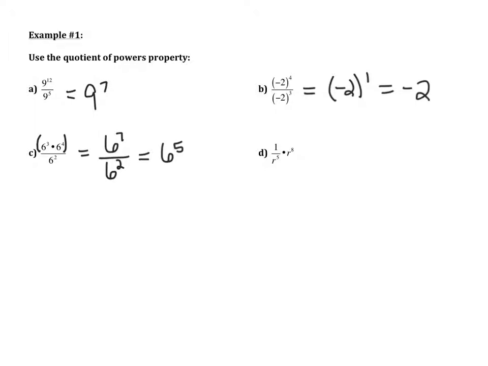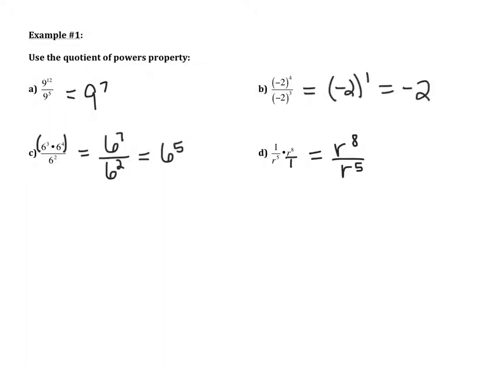In part D, I have 1 divided by r to the 5th times r to the 8th. So technically I have a division problem here because r to the 8th would be technically over 1. So then I'm just multiplying two fractions. When I multiply two fractions, I just multiply what's on top and divide by whatever's on the bottom. So 1 times r to the 8th is r to the 8th. And r to the 5th times 1 is r to the 5th.